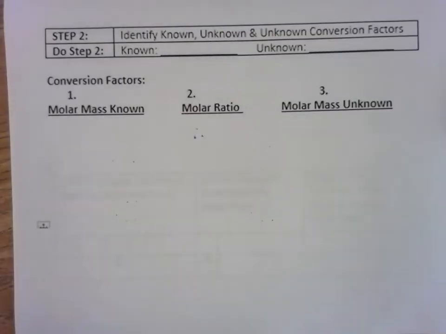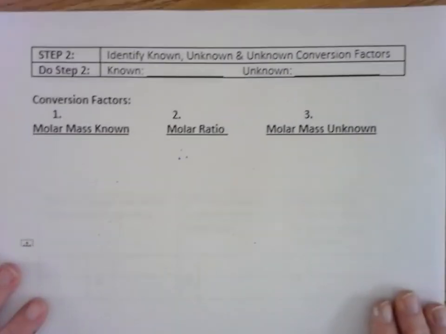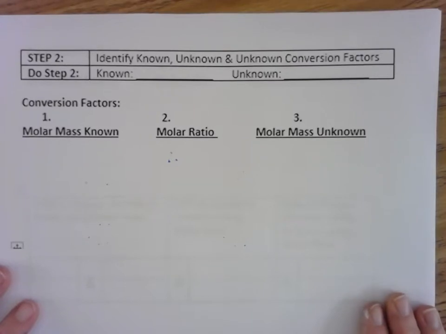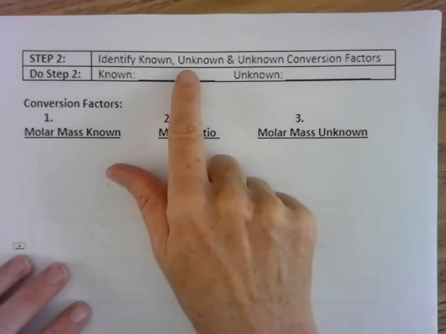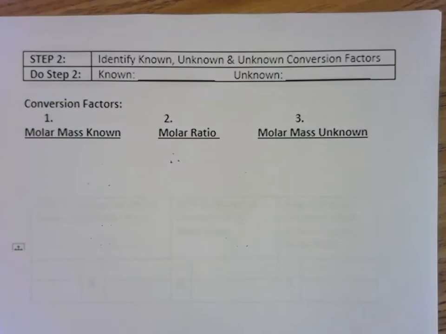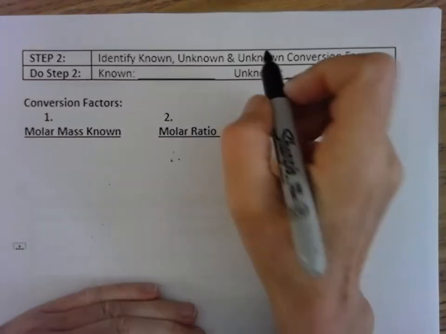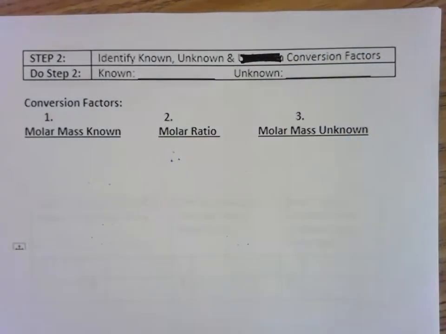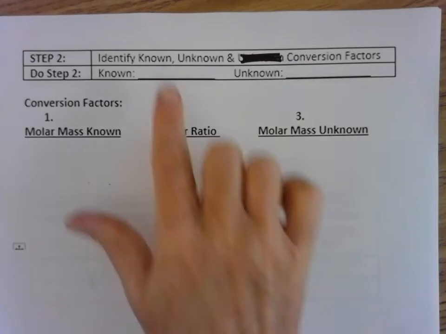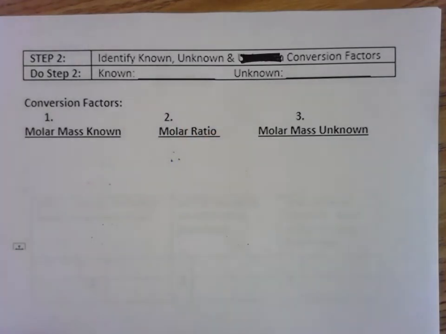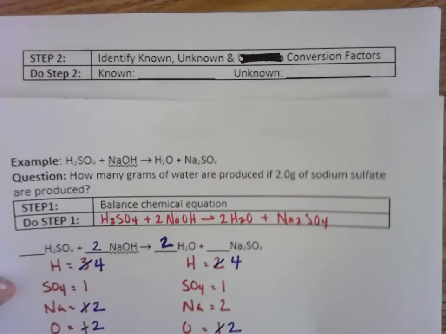Step number 2, we're going to identify the unknown, the known, and the conversion factors. Probably should not say unknown conversion factors. That seems strange. I have the right vocabulary in there, though. That's good. I'm going to have to make a few more corrections to this till I get it right.